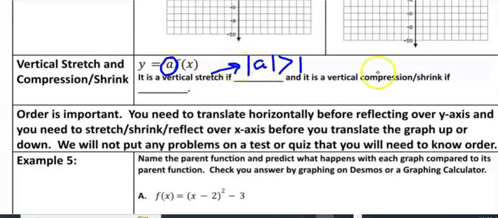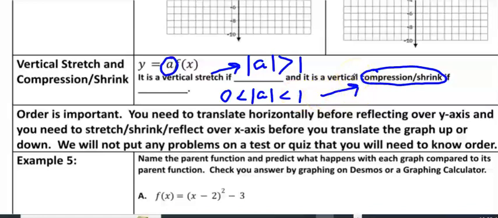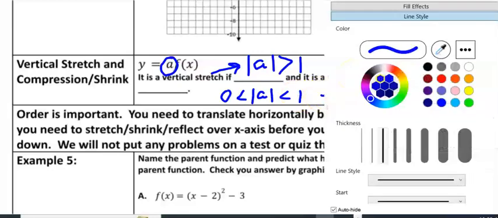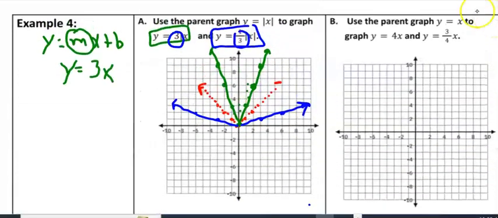It is a vertical compression or shrink. They mean the same thing. If a, the absolute value, is between 0 and 1. It's going to be a fraction or a decimal. So this second one was 1/3, wasn't it? Correct? Which is between 0 and what? 1. So that is called a vertical compression or shrink. The other one is called a what? Stretch.